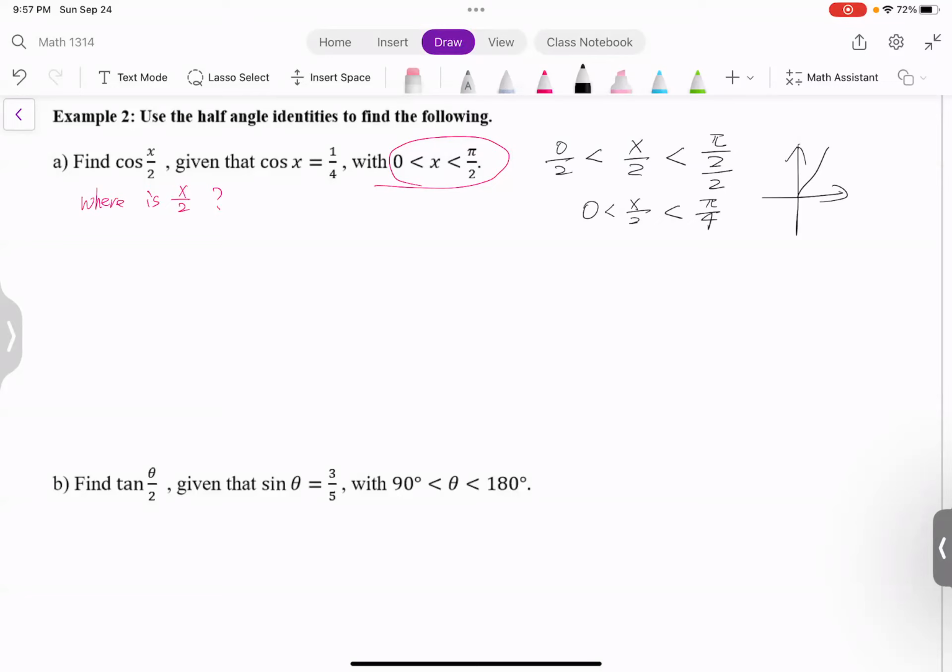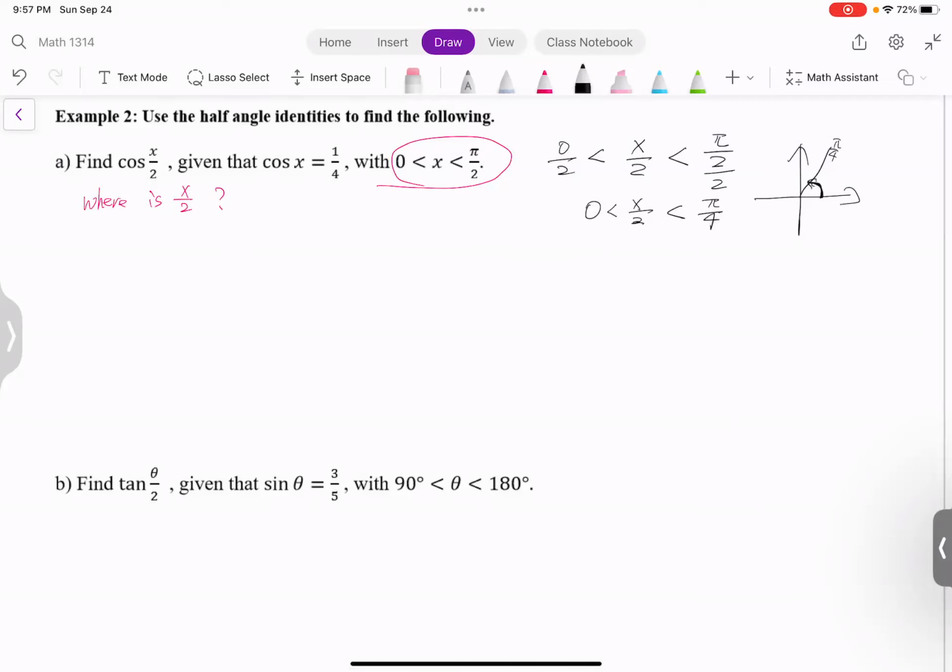Okay, so it's still in the first quadrant, but it is from initial to pi over 4. So this one is the interval of the half angle, x over 2. So still in the first quadrant, let's say in Q1, quadrant 1.